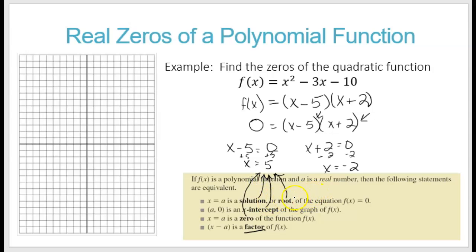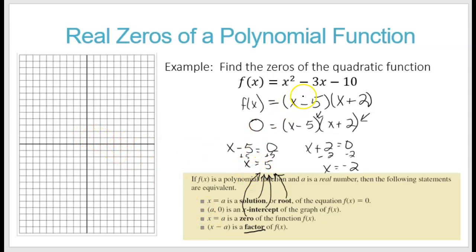Okay, so basically solution, root, x-intercept, and zero can all be used interchangeably, right? They pretty much mean the exact same thing. So they're showing them in slightly different ways here, but they all mean the same thing, okay?